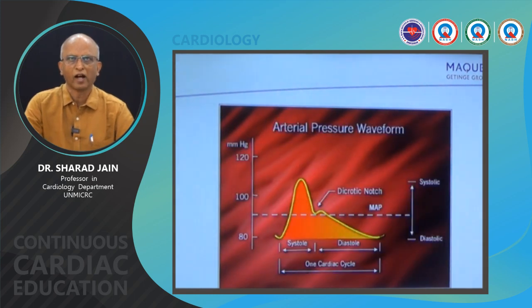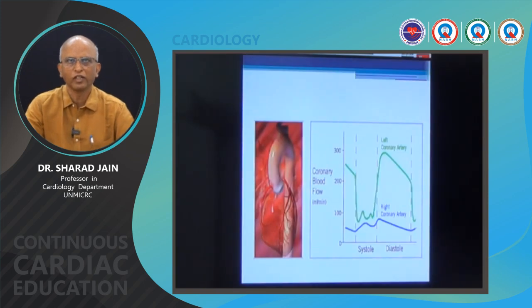If you see the arterial pressure wave, there is a systole, and the systole usually ends with a dicrotic notch in the pressure tracing, and then starts the diastole. The principle of the IABP is also based on this. In one cardiac cycle, the systole is relatively shorter compared to the diastole. Coronary perfusion occurs mostly during the diastole, especially the left coronary system, which gets most of its blood in the diastole, and the right coronary artery also gets more blood during the diastole.